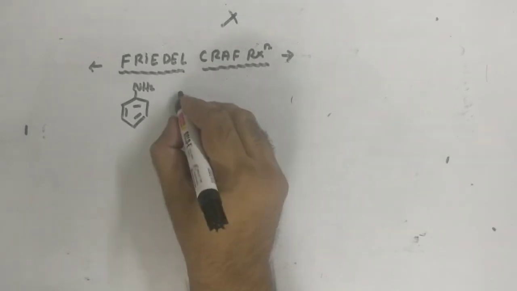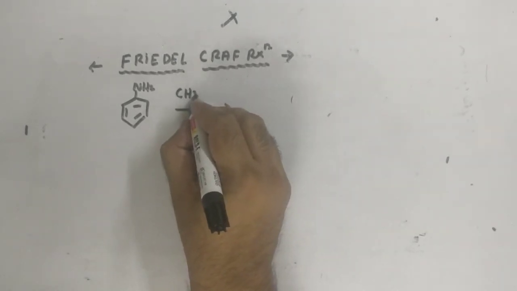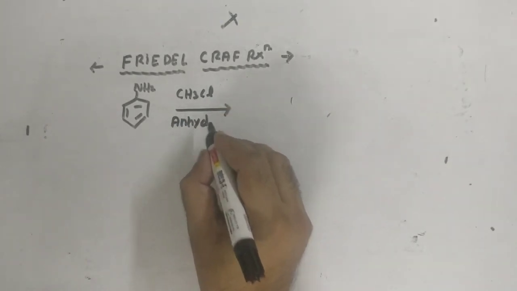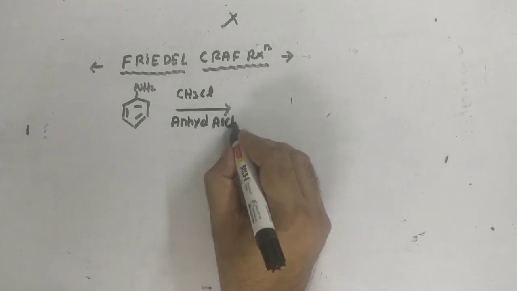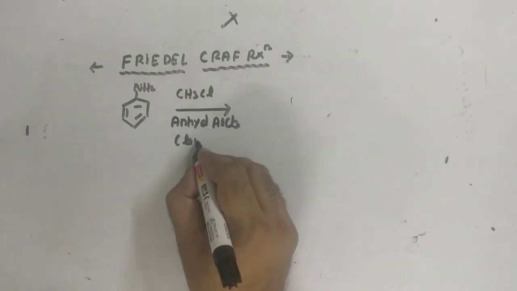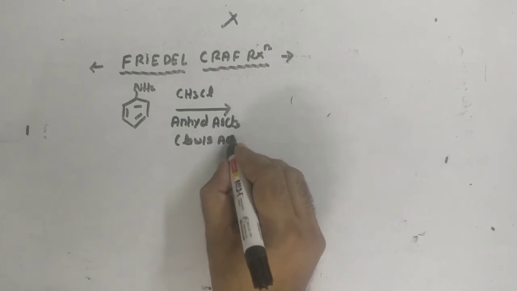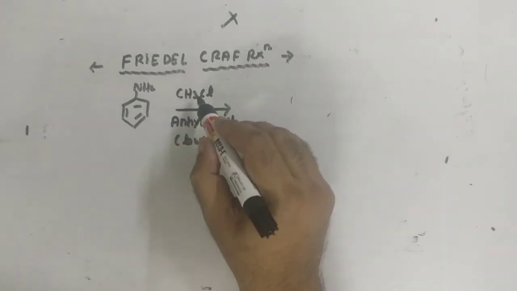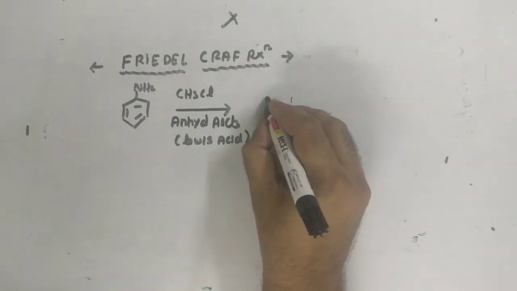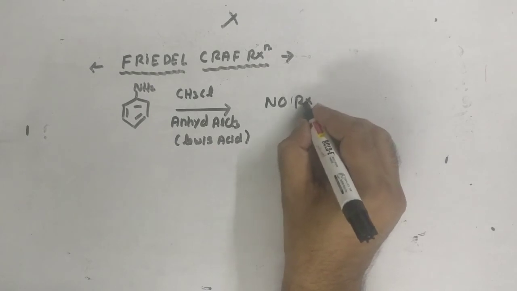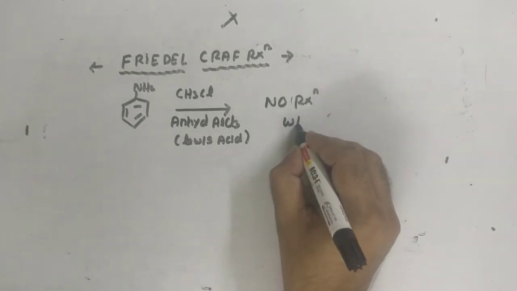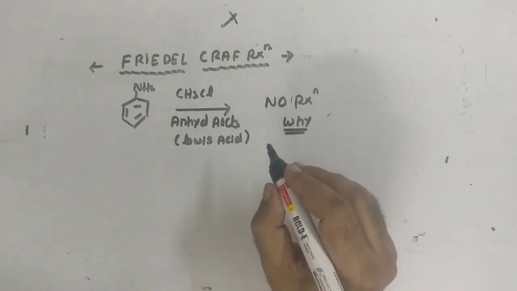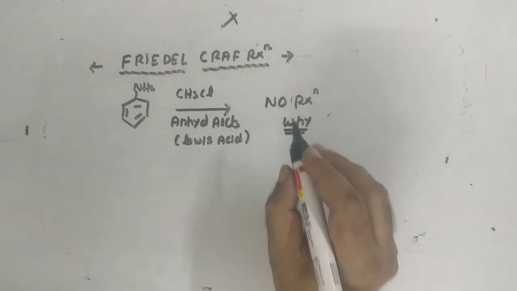I'll just tell you. What happens if you react aniline with CH3Cl and the catalyst? That will be the major problem. The catalyst is anhydrous AlCl3, the Lewis acid, an electron hungry compound. Aluminium's octet is not complete, having only 6 electrons in its outermost shell. So when you react aniline with alkyl halide and anhydrous AlCl3, the answer will be no reaction. We have to investigate why, when aniline is so activated, it doesn't undergo Friedel-Crafts alkylation and acylation. What's the problem with aniline?